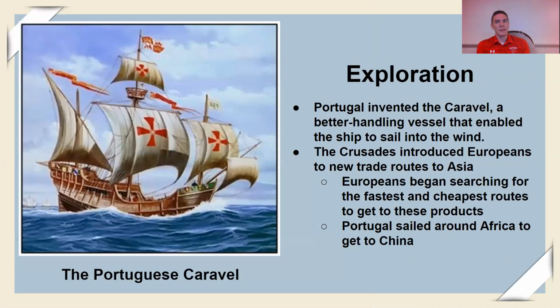And Portugal invented this type of boat. It's called the caravel, and it could better handle the very difficult sailing that was required to go down the coast of Africa. And because Portugal was able to do that, they were able to develop important trade networks with Western Africa, which is going to become important soon.